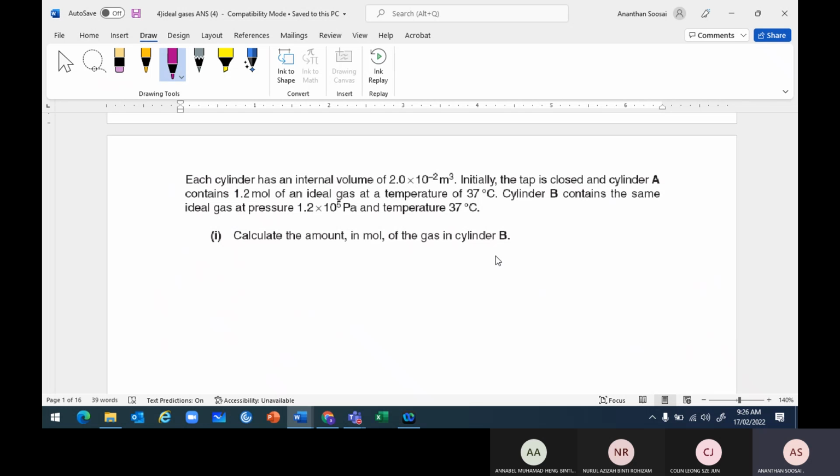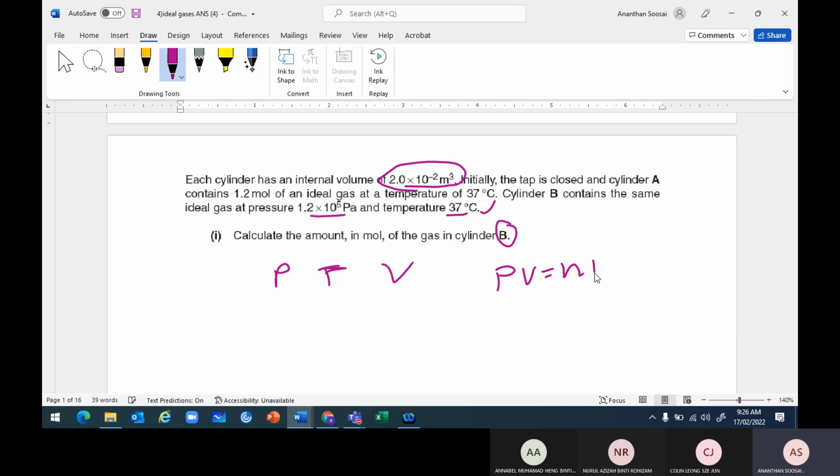So, what formula to be used? For cylinder B, you know the temperature, 37 degrees Celsius. You know the pressure, 1.2 times 10 to the power 5. You know the volume also. So the formula is PV equals nRT, or nkT also can be used. But because they want number of mole, I think the most suitable is PV equals nRT.